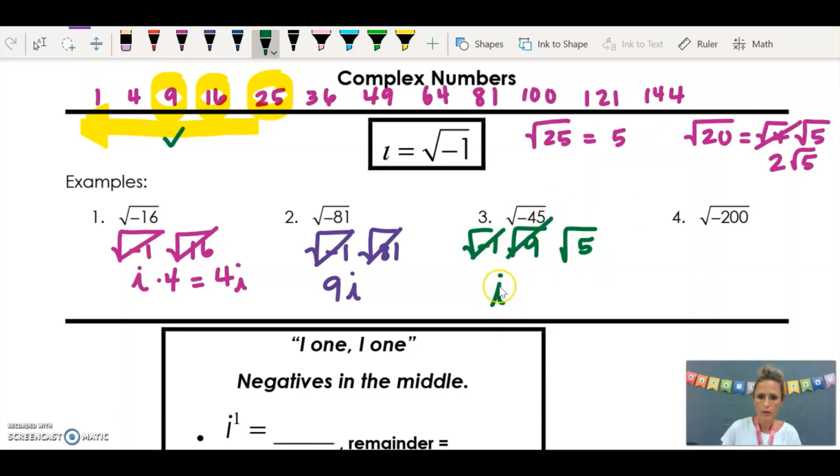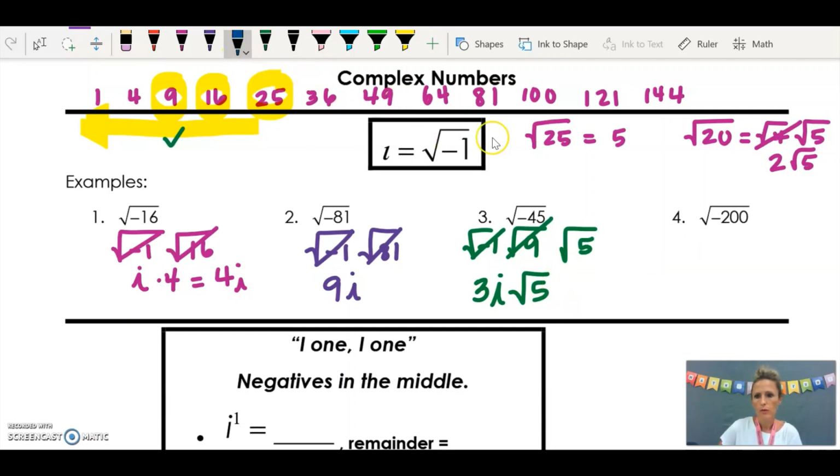For the 9, the square root of 9 is 3, so I'll have 3i outside of my radical. And then inside the radical, I'll have radical 5. I know that 5 can't be broken down and divided by any other perfect square factors, so I know this is in simplest radical form.